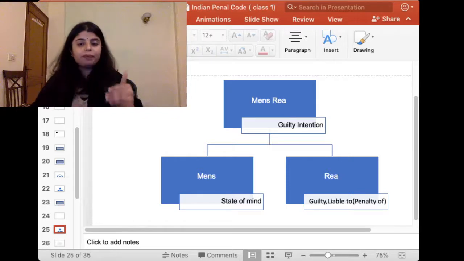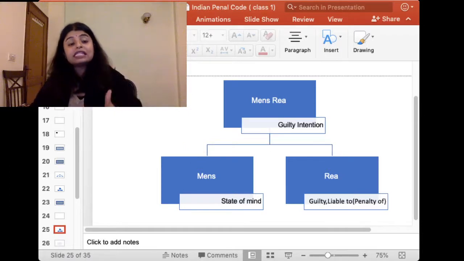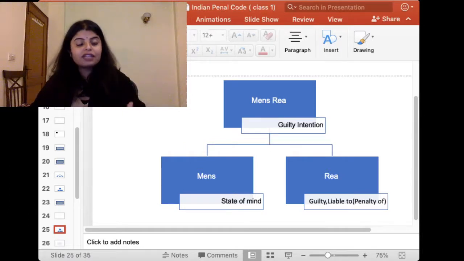But this is only the mental thinking that I'm doing. I'm forming an intention, right? This stage is not punishable. Mens rea itself alone is not punishable. Let's see the situation number 2.